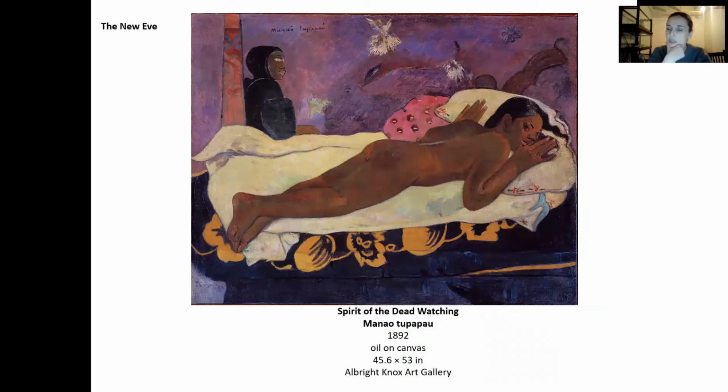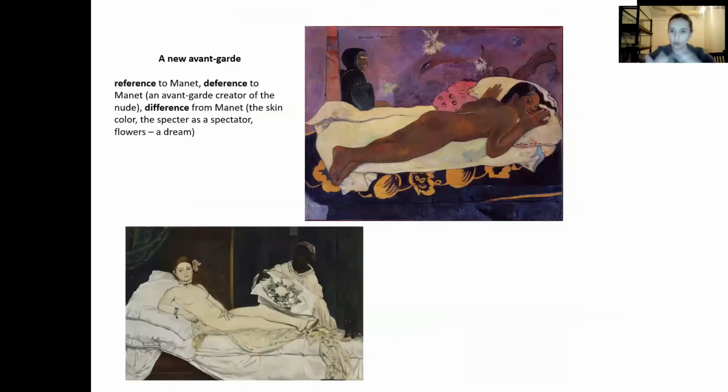So this is a very famous painting by Gauguin. This is The Spirit of the Dead Watching. He also gives it a Tahitian title, Manau Tupapau. This is at the Albert Knox Art Gallery, 1892. And so there we have the new Christ. Here we have the new Eve. This Eve is different in the history of art of the West because she's not white.